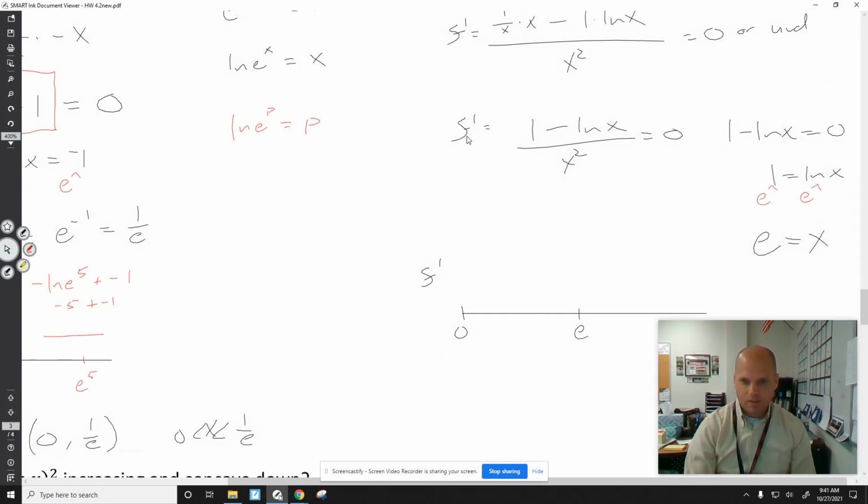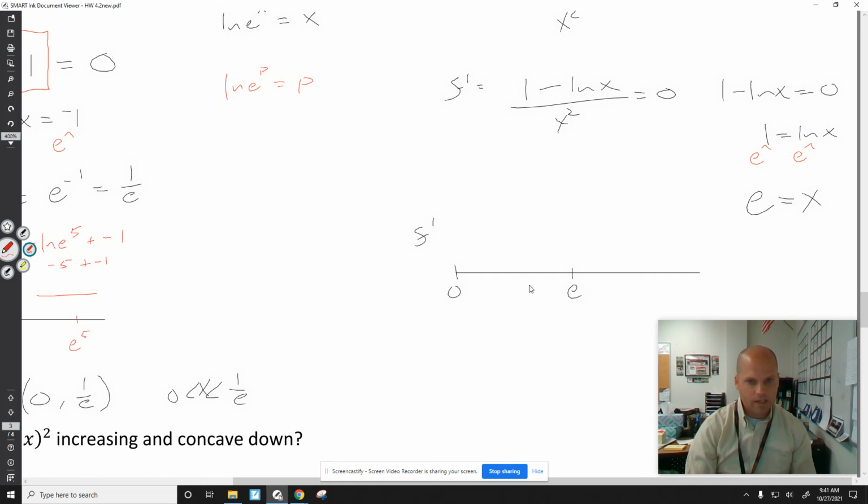Now, when this happens, and you have e, there is a nice, easy whole number that we can plug in, 1. Why is 1 an easy number to plug in? Because 1 is the same as e to the 0. And watch, if I plug in e to the 0, which is 1, I know what that is. That's 0. 1 minus 0 over 1. That's positive. Now, what about to the right of e? Well, plug in e squared, e to the 5th. Plug in something that's easy to plug into the natural log function.